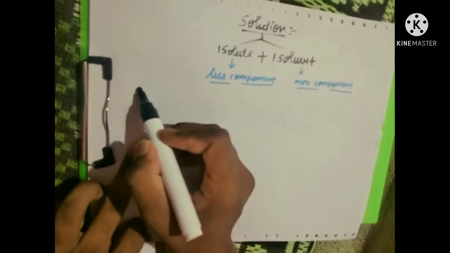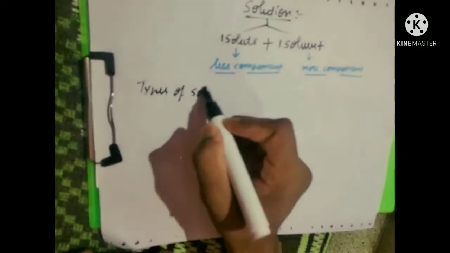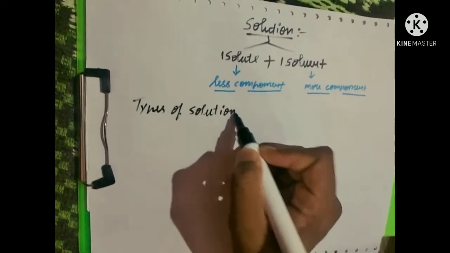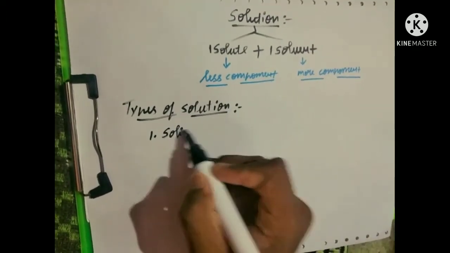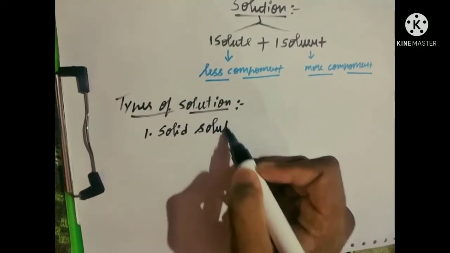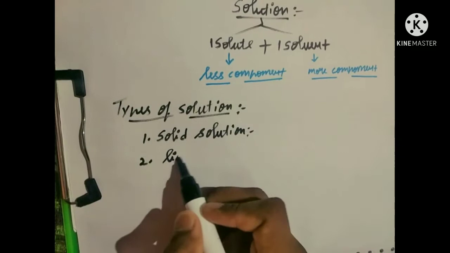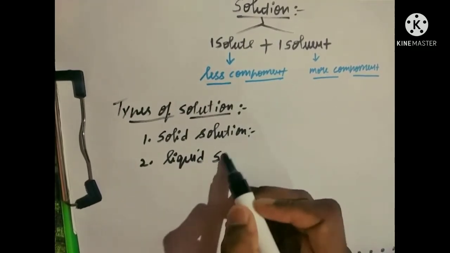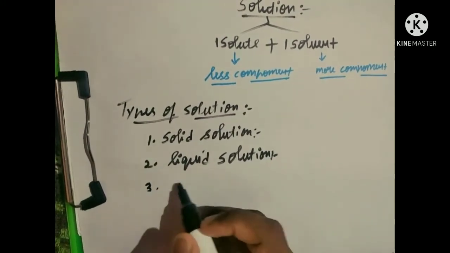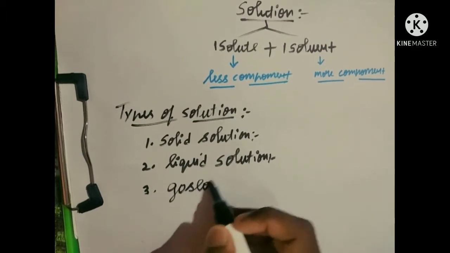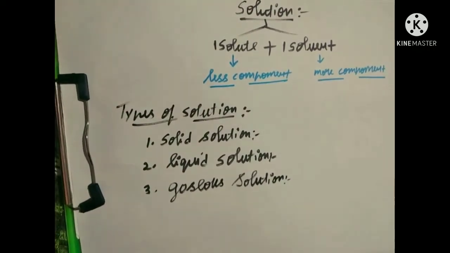Next, we can learn types of solutions. There are three types of solutions. First one, solid solution. Second one, liquid solution. And third one, gaseous solution. We can learn one by one.